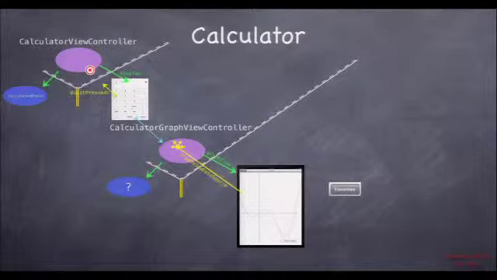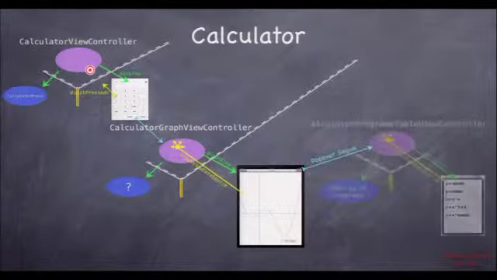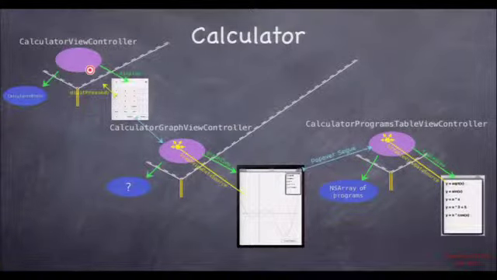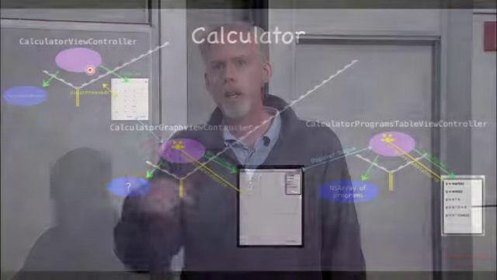Okay, and it is going to use a popover segue to bring up a whole other MVC that we're going to write called Calculator Programs Table View Controller. It's a table view driven MVC that simply has a table in the popover with a list of all those favorite programs. Make sense? And then when you click on one, it's going to update the graph to show you that favorite graph. So that's what we're going to do today.